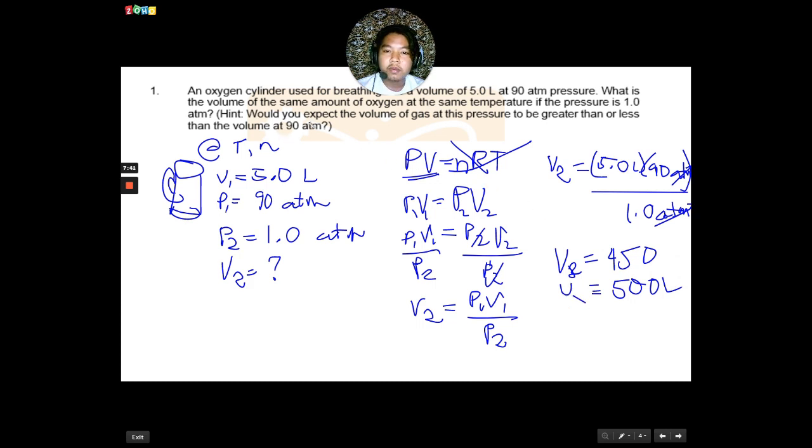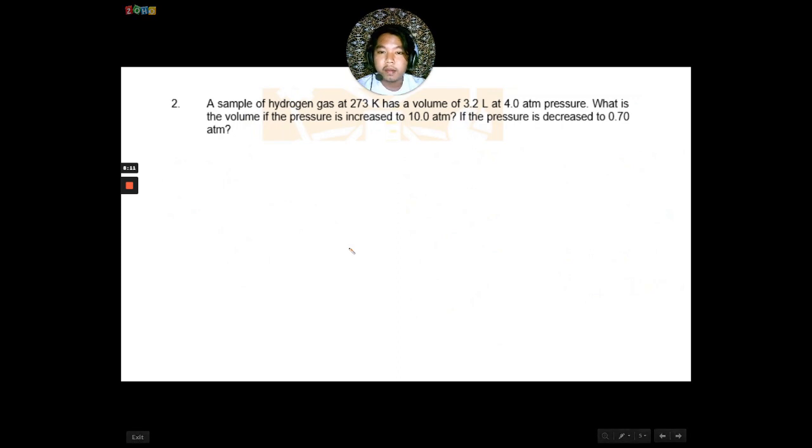The hint here: would you expect the volume of gas at this pressure to be greater than or less than the volume? Since they are inversely proportional, of course, if we decrease the pressure, the volume will increase. Alright? So hopefully you get that. So this is your Boyle's law, volume and the pressure relationship. Alright? So let's proceed with number 2.